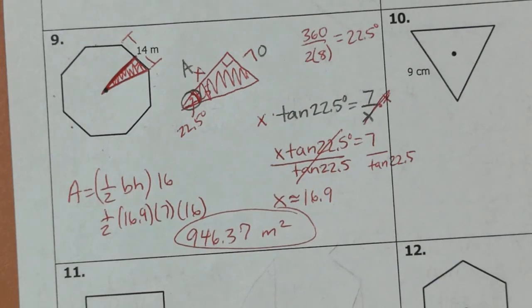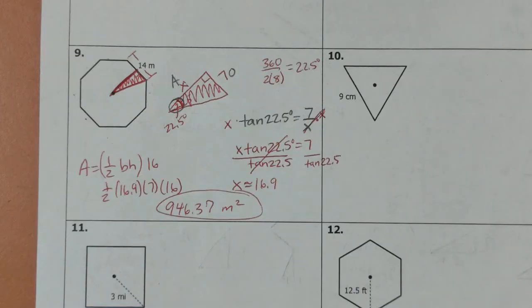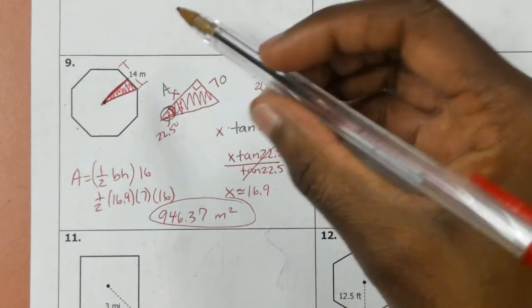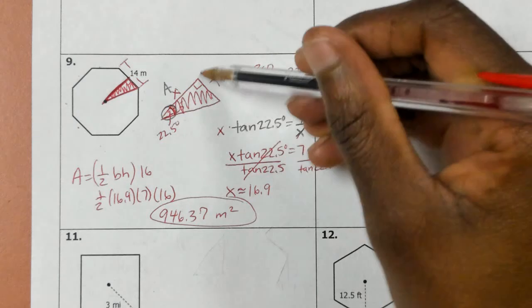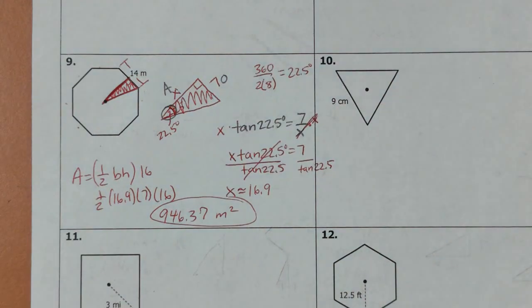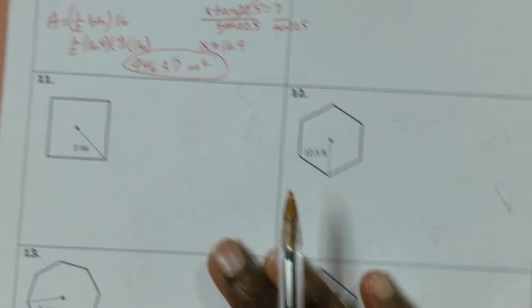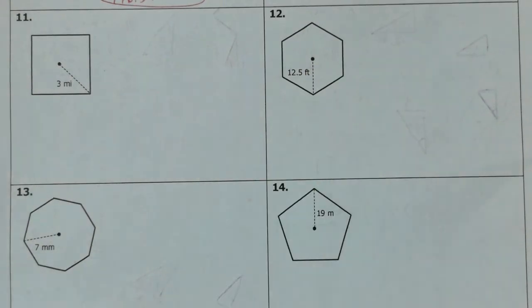Okay, so 7, 8, and 9 are all like that, where you're given the half side, so you're finding the length of the other base and then plugging it into the formula. Okay, the bottom 4 are a little different.